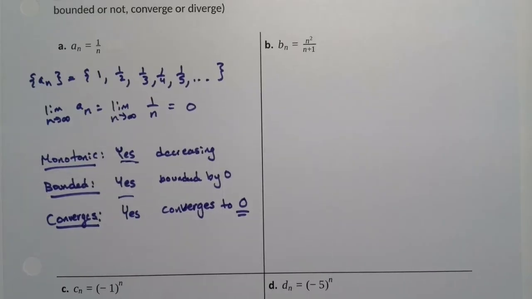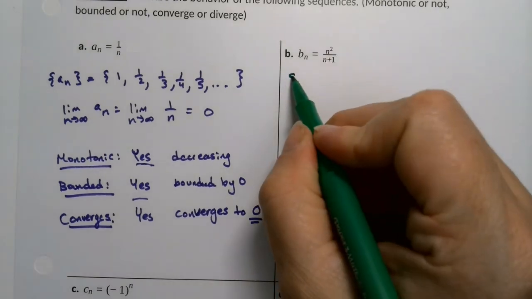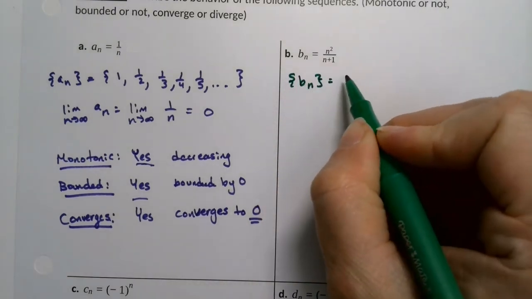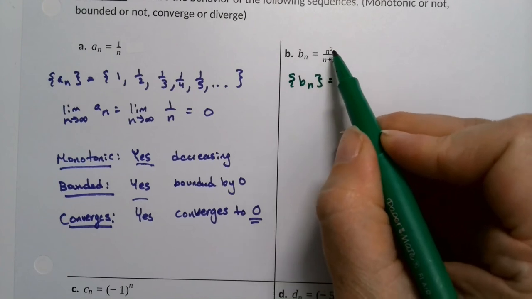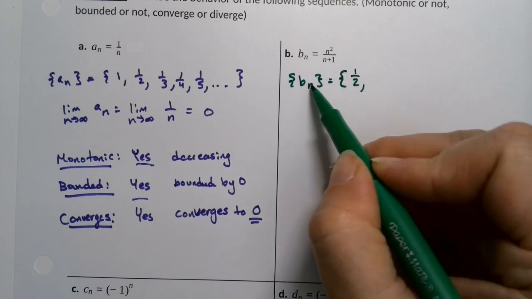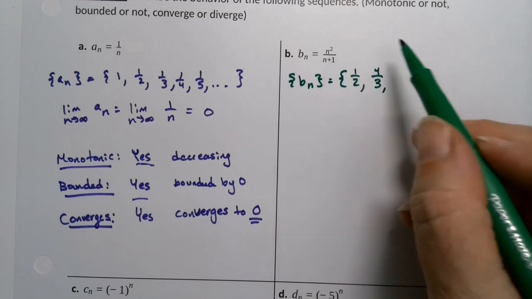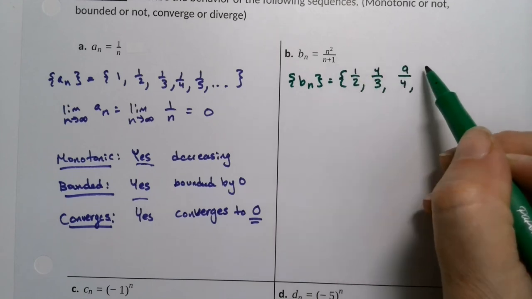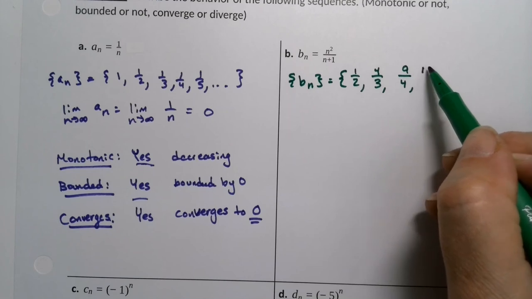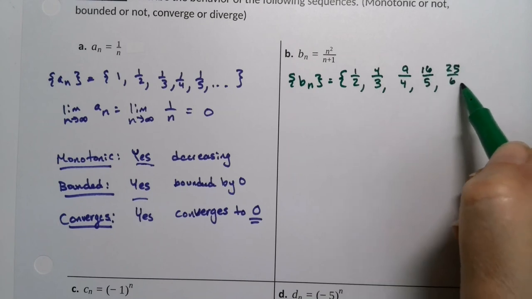All right, let's look at letter B. Letter B is n squared divided by n plus 1. So if we look at those values, b sub n would be equal to, all right, if I put 1 in, that's 1 over 2, so that's a half. If I put 2 in, that's 4 over 3. 3 in would be 9 over 4, 4 in would be 16 over 5, and then 25 over 6, and so on.